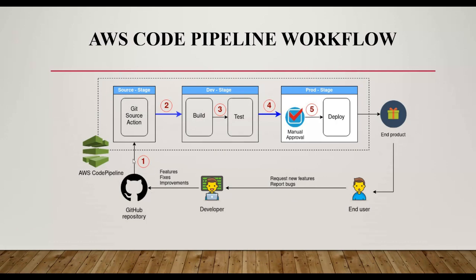So let's see in this source code here. The source code changes the trigger to AWS CodePipeline. This source stage starts the pipeline execution by taking the source changes and building the output in the source action. The pipeline execution transitions to the dev stage here.